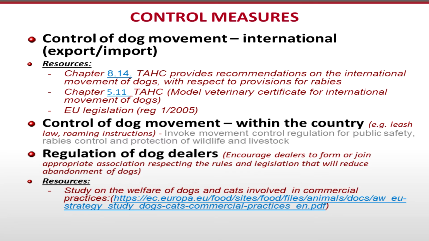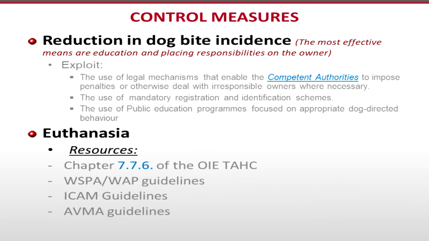Dog bite incidents, reducing them. The most effective means is education if you want to reduce dog bites. And you can exploit various means. You can use legal mechanisms to enable the competent authorities to impose penalties or otherwise deal with irresponsible owners. So again, you have to have legislation. I know in Kenya here, if somebody's dog bites you, you can actually take them to court, and then you sort your issues there.